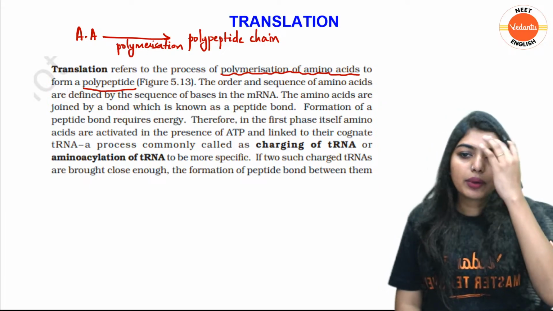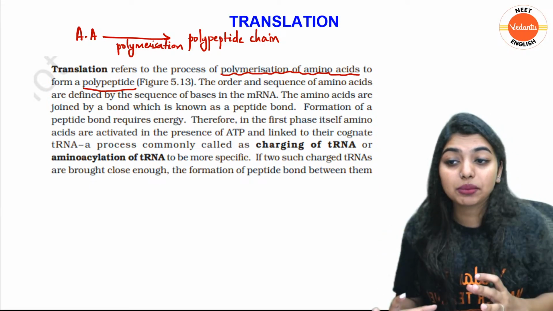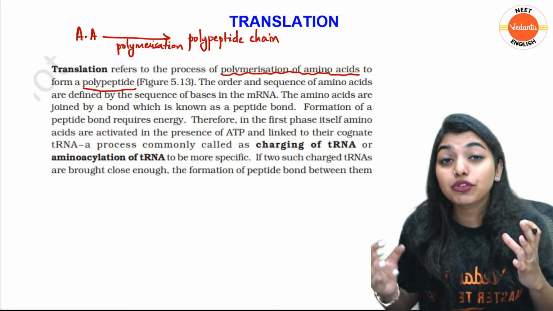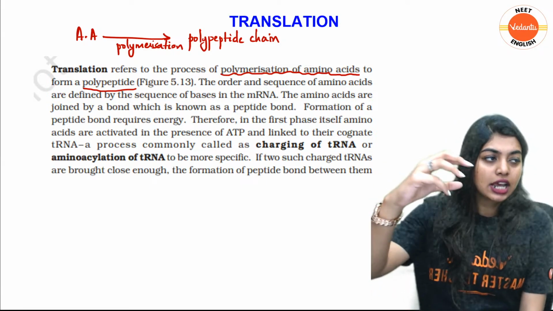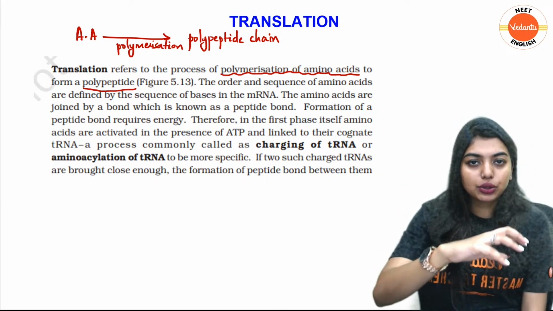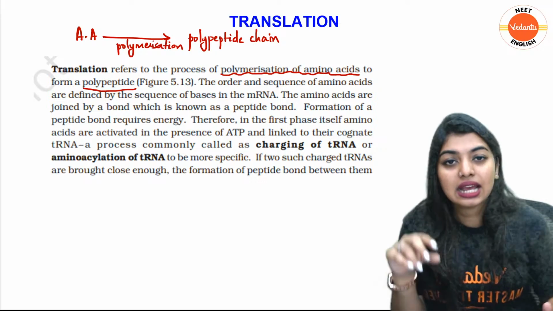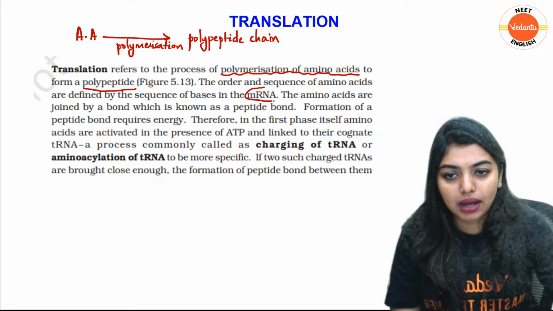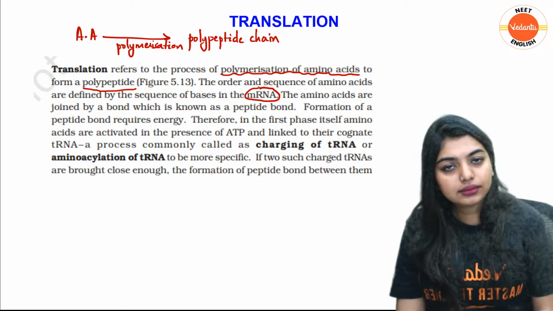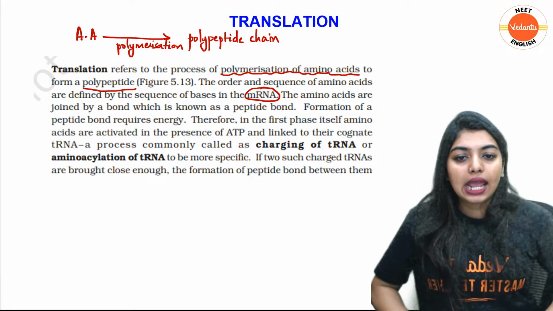Now, the question comes. The order and sequence of amino acids are defined by the sequence of bases in the mRNA. Who will decide if valine has to come first, or if methionine has to come first? That will be decided totally depending on the mRNA strands. Got it?